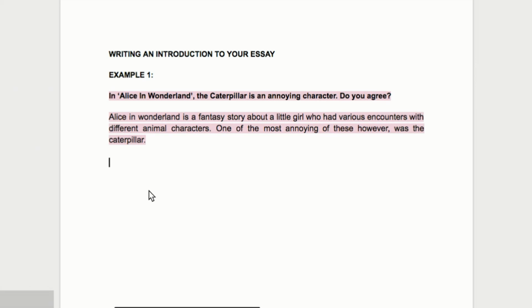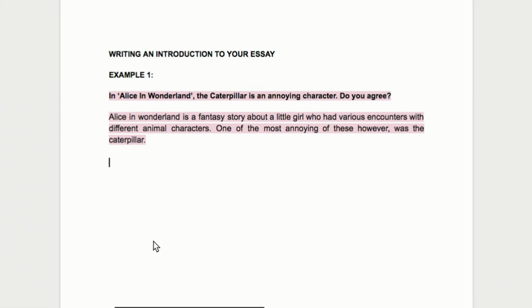So first, I want you to pause and think about this question. What kind of essay is it, and how would you personally answer it? It doesn't matter whether you've read Alice in Wonderland or not. Just think about the keywords in the question and the way that the question is phrased versus how you would be expected to answer that question.